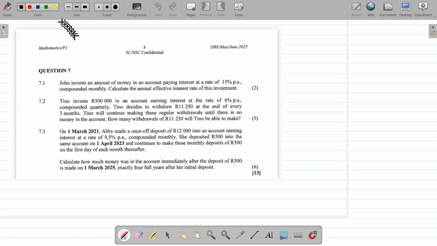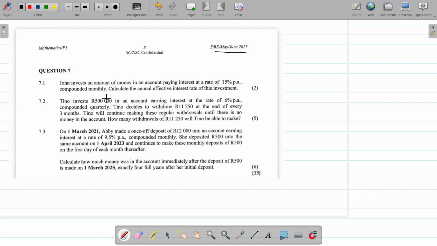I want to get into it with you today with this particular question over here. This is from May-June 2025. This is a grade 12 paper, Financial Mathematics. So 7.1, we have John invests an amount of money in an account paying interest at a rate of 15% per annum compounded monthly. Calculate the annual effective interest rate of this investment.